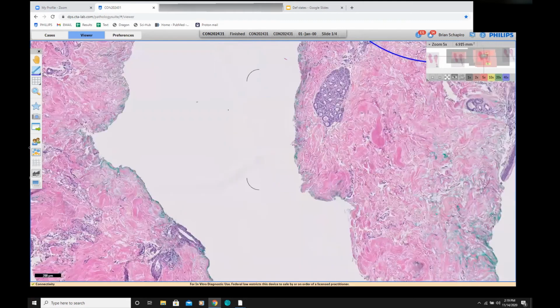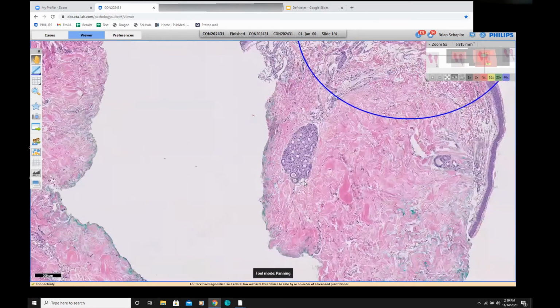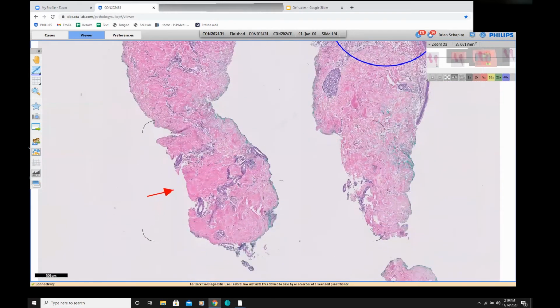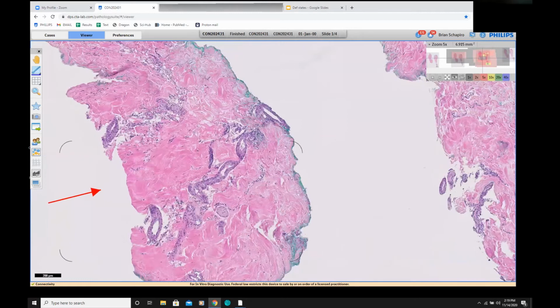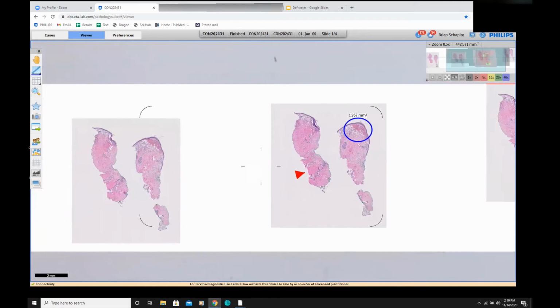Other features are you see these eccrine glands high up with no periappendigeal fat. So those are the signs of morphea. And sometimes you can see vascular changes, which I'm not seeing here. This would be a beautiful case of morphea.